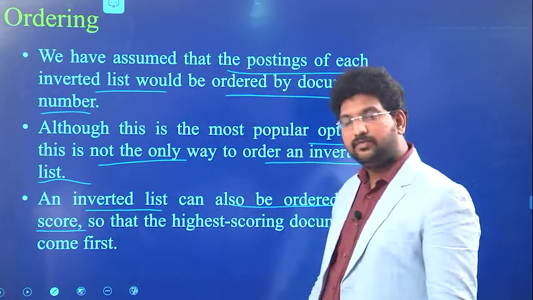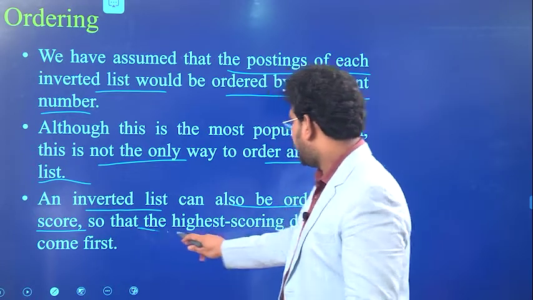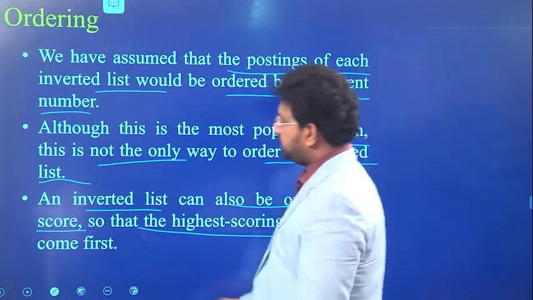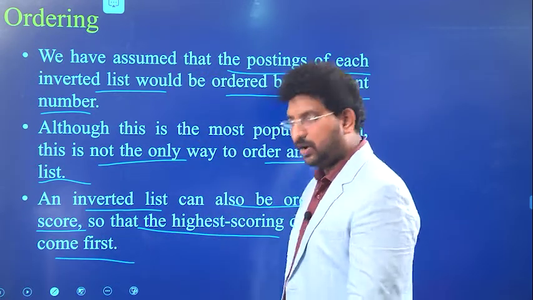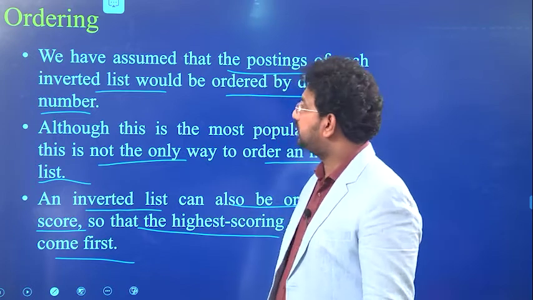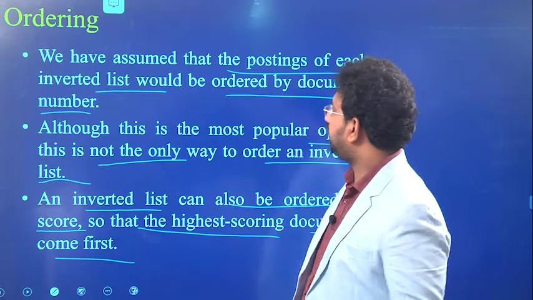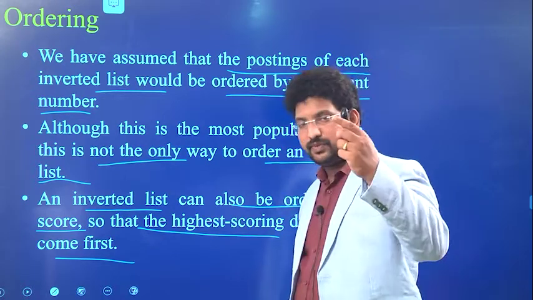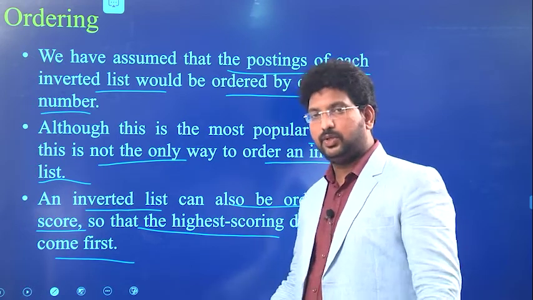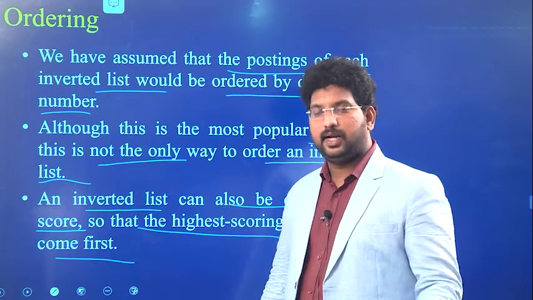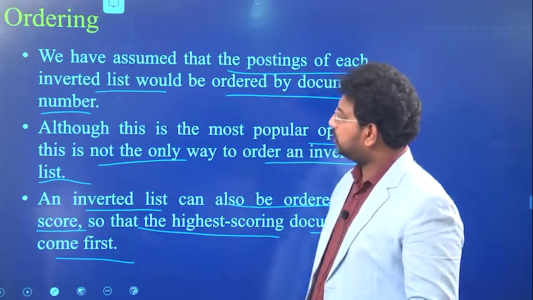So the inverted list can also be ordered by score, so that the highest scoring documents come first. This is one of the important points you have to remember. As part of ordering, we find two points: we have assumed that the postings of each inverted list would be ordered based on the document number. Even though that is possible and efficient, it is not the only way.